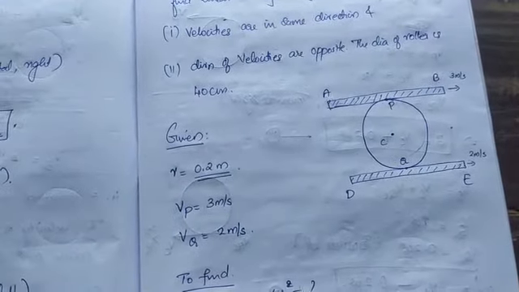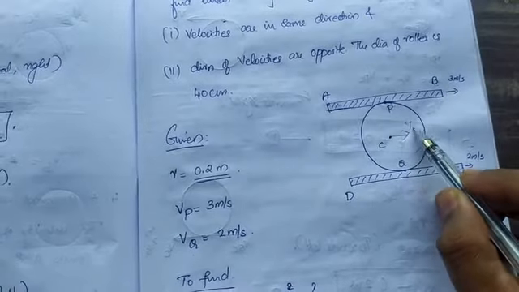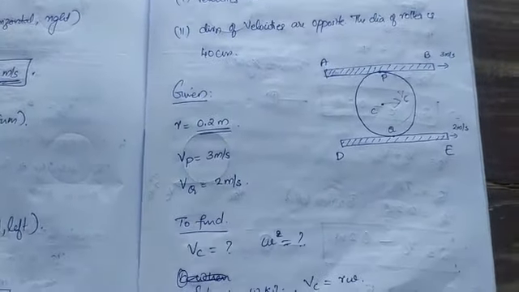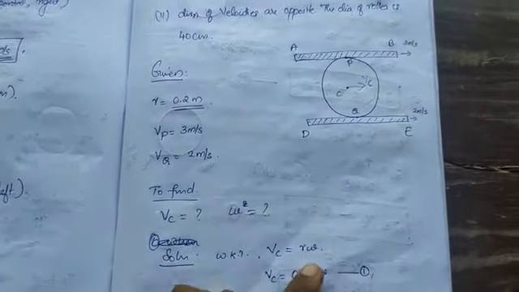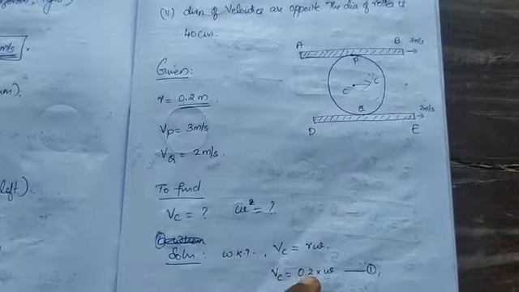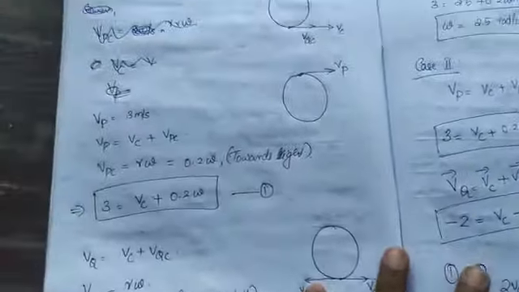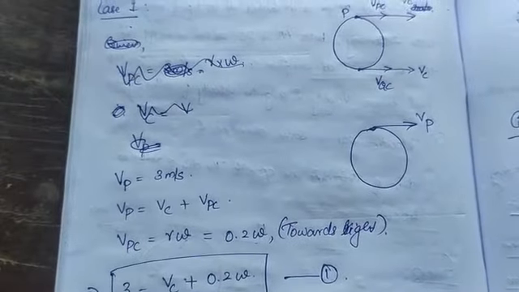Okay, so you need to find out Vc. In the previous problems, Vc was given. Now here we need to find out Vc. That's all. Okay, so you know that Vc is equal to R omega. Vc is equal to radius 0.2 into omega. That is the first equation.